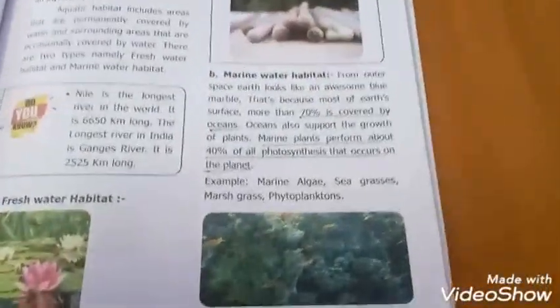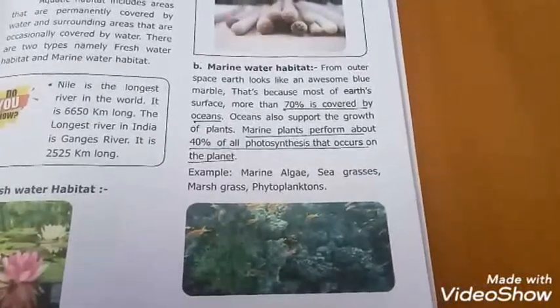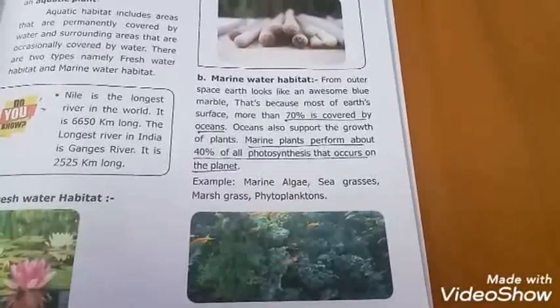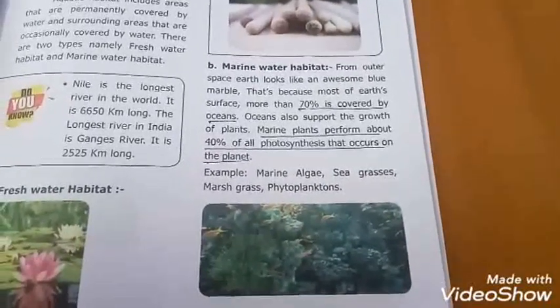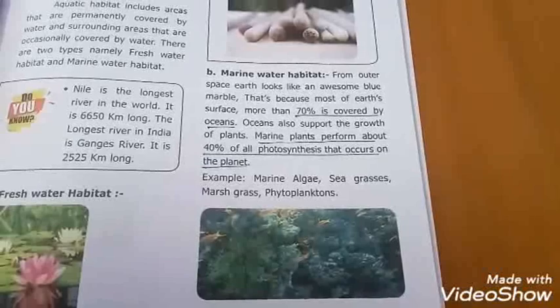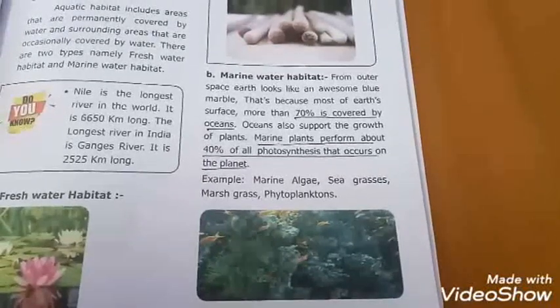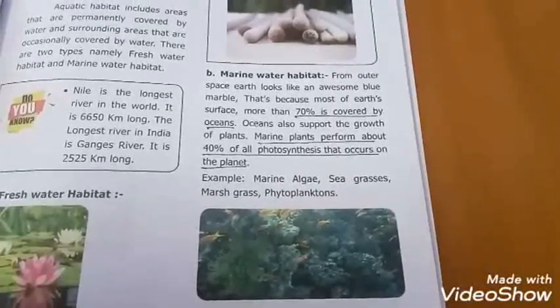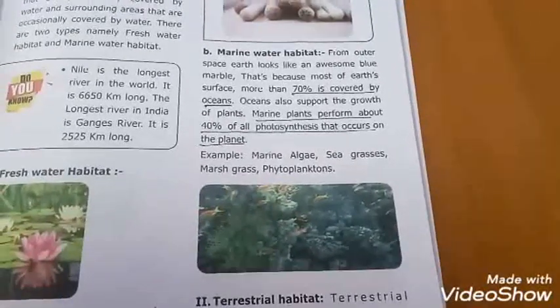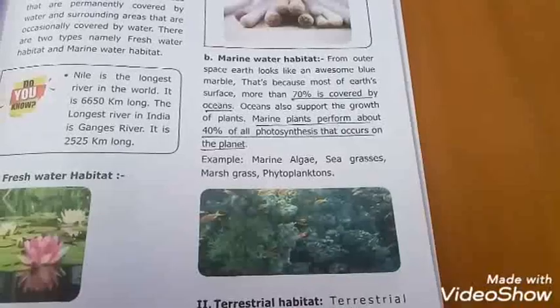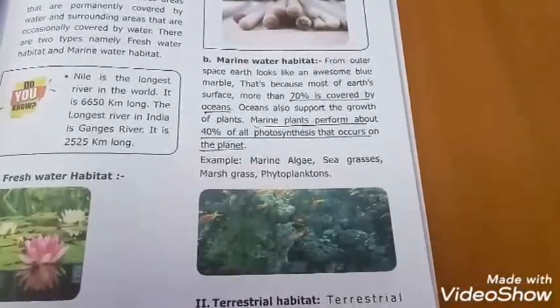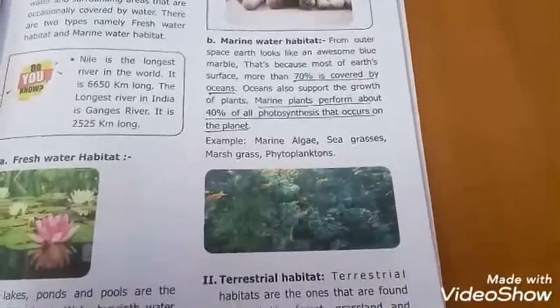And then marine water habitat. Marine means sea water. About 70% of the earth is covered by oceans. The marine plants perform about 40% of all photosynthesis that occurs on the planet. Examples are marine algae, sea grasses, moss grass and phytoplankton.